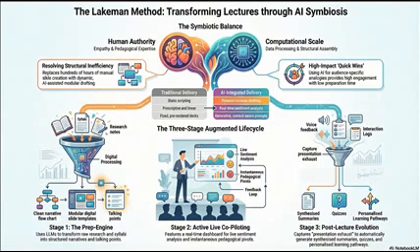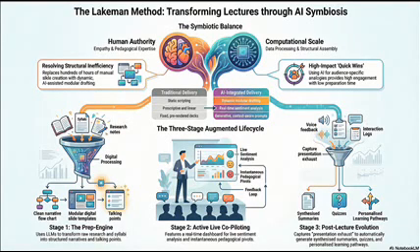Makes total sense. So if we follow your restaurant kitchen analogy, we should probably look at how the AI actually preps those ingredients before the audience even sits down. Yeah, let's get into that. Walk me through phase 1, pre-lecture preparation. How does the AI actually organize all this raw material without just making some generic summary?